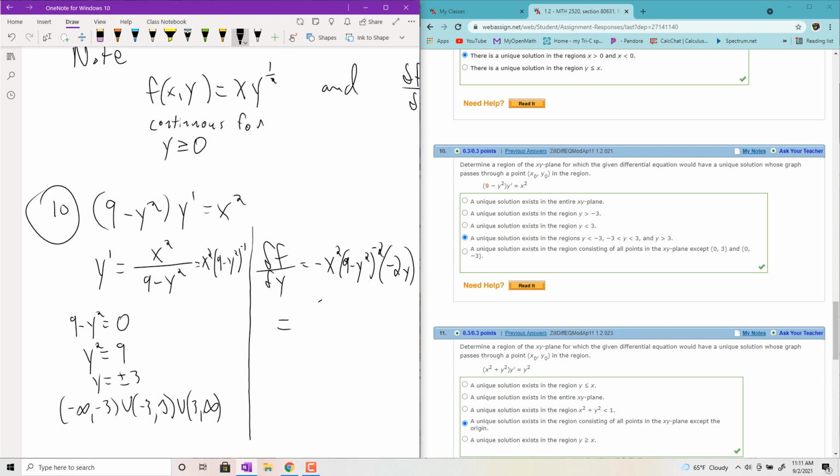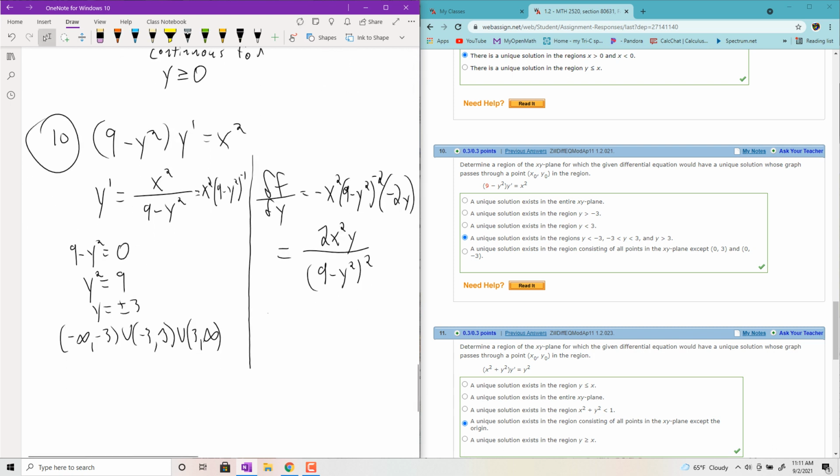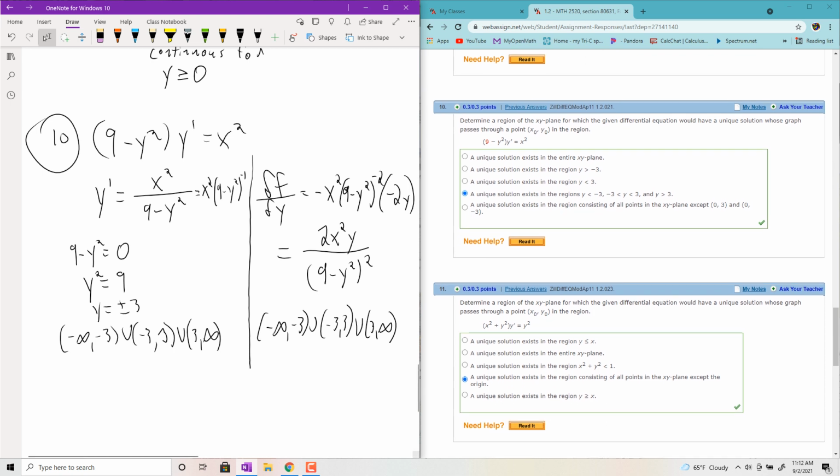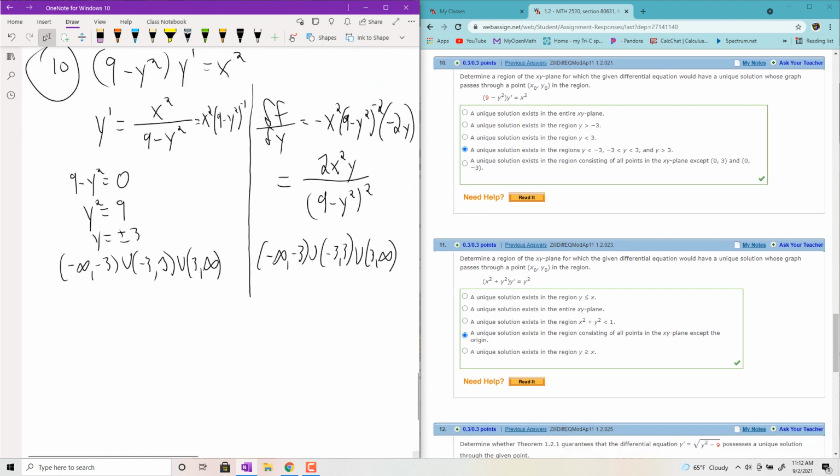And what is that? That'll be 2x squared y all over (9 minus y squared) squared. That's the same domain. So negative infinity to negative 3, union negative 3 to 3, union 3 to infinity. And that is with regards to the y value. x can be anything you want it to be in this case. It's not going to give you any issues with regards to continuity. Okay? Sometimes it does. We could look at one more and see how that is. But this is the video quiz question.